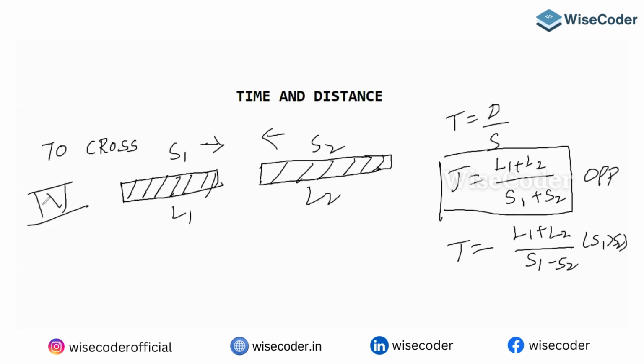Then after that, to cross or overtake another train. Then it's going to be the length of the train. If both are in the opposite direction, the distance will be L1 plus L2 by S1 plus S2. That's how you can end your answer. Like this, we have to solve all the questions. So we'll take them up one by one and try to answer them. So let's get into the concept.